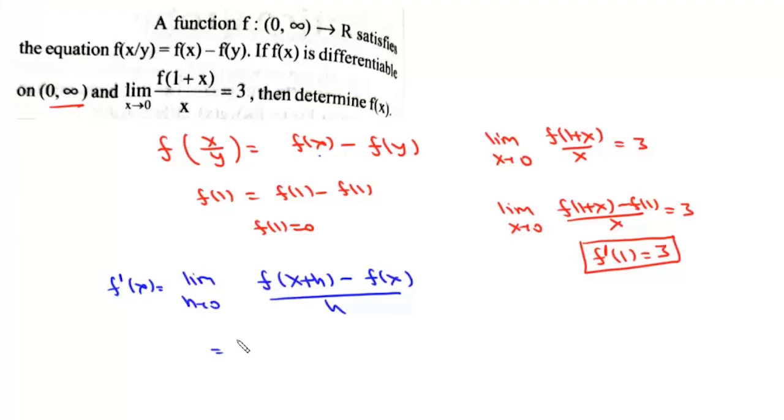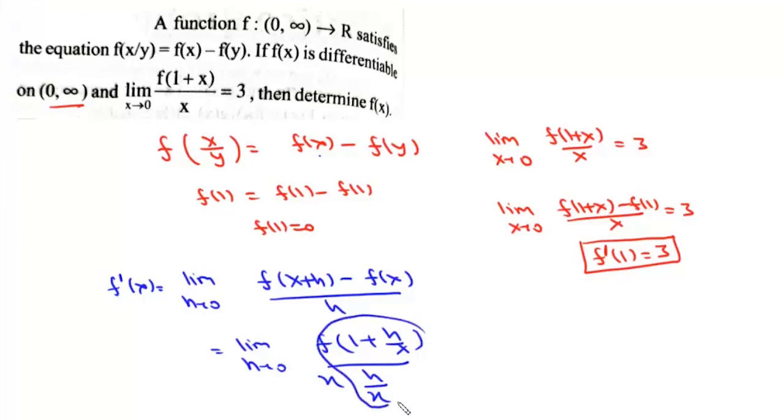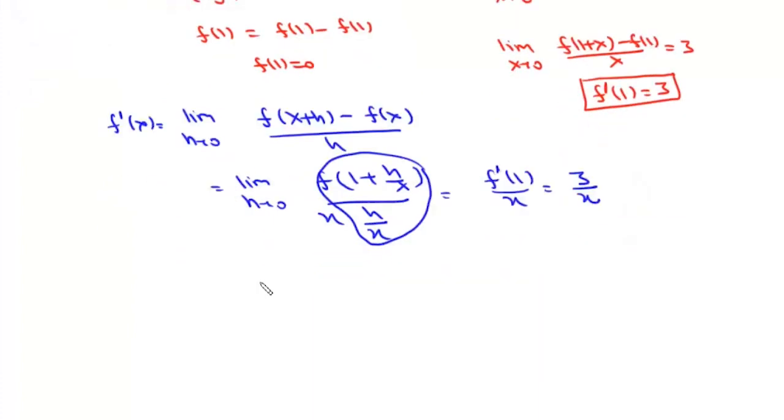Now f(x) − f(y) is f(x/y). So we can write this as the limit h tends to 0 of f(1 + h/x) divided by h. Now we'll multiply and divide it with x. Now this is nothing but f'(1), so it will be f'(1)/x. Now f'(1) is 3, so this is 3/x.